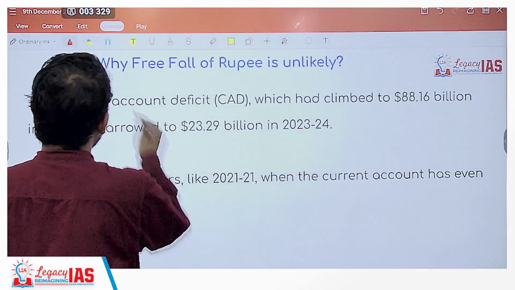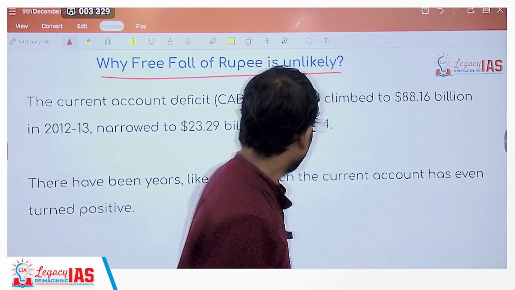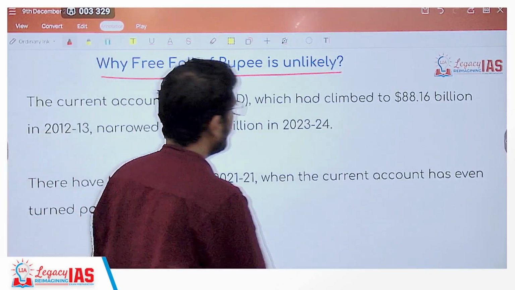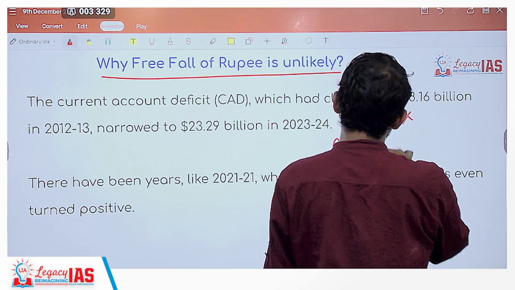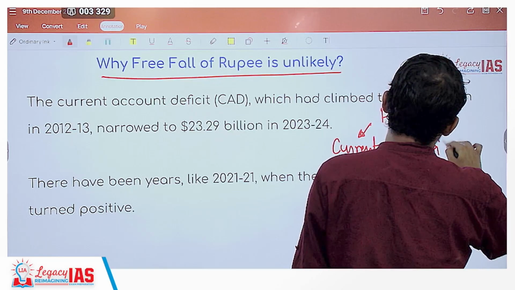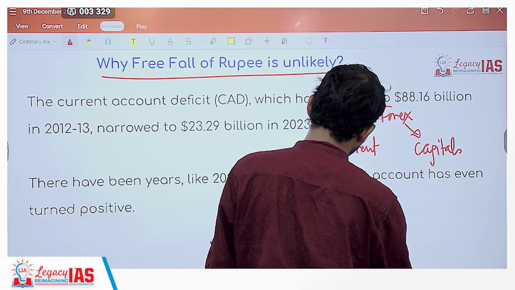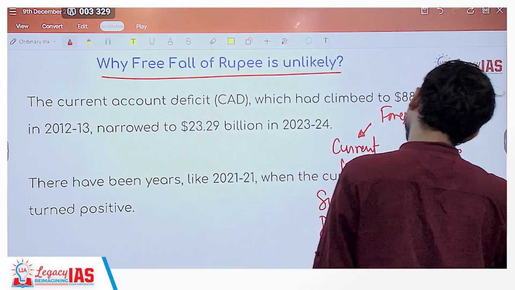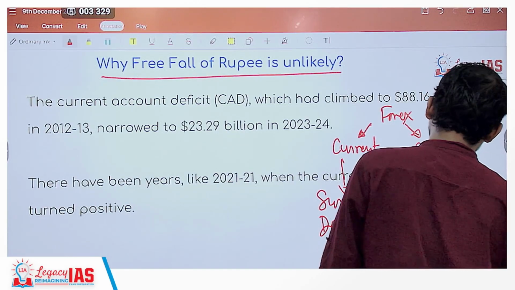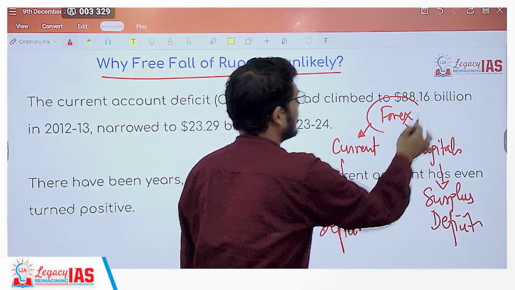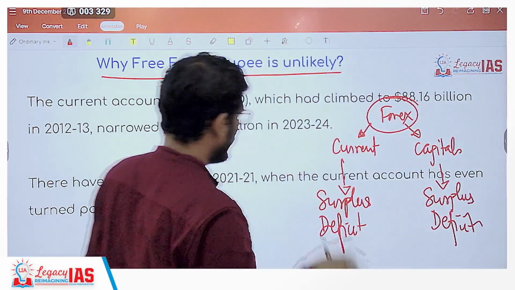Now, let us understand why the free fall is unlikely. Foreign exchange is made up of the current account as well as the capital account. Now the current account can have a surplus or a deficit, whereas the capital account also can have a surplus or a deficit. Now if there is a deficit in both, the entire foreign exchange will be in negative, and we will have to pay from our own pockets or the Reserve Bank of India, right? So this is the situation.